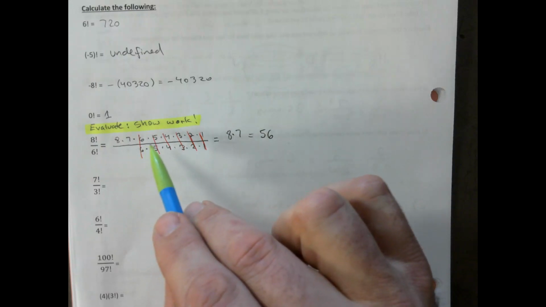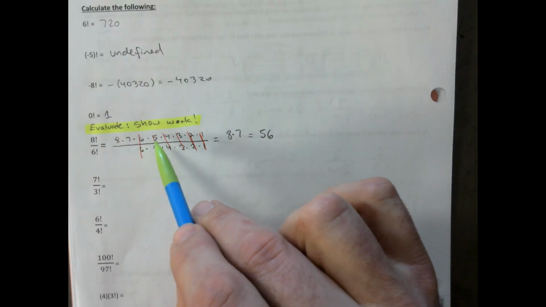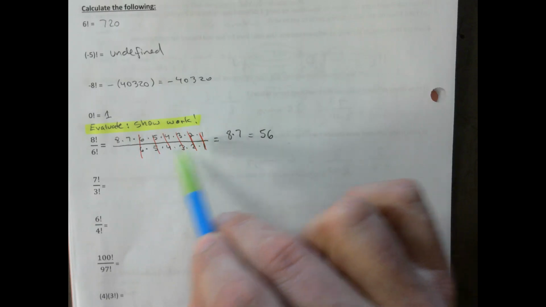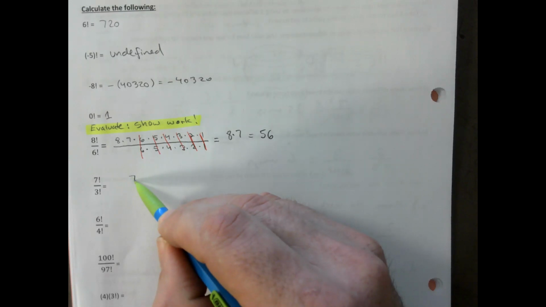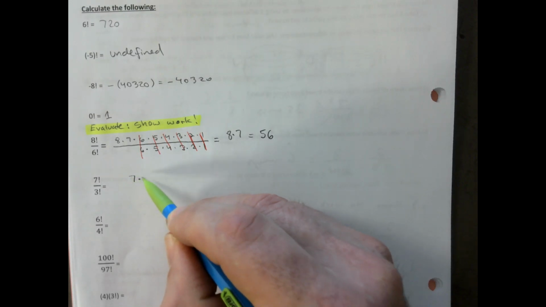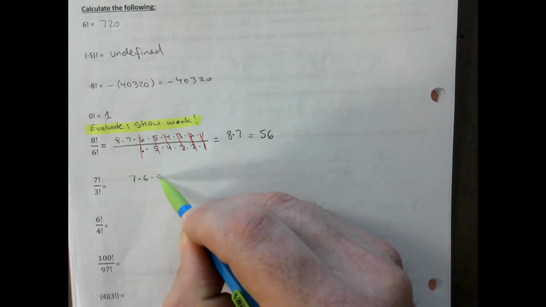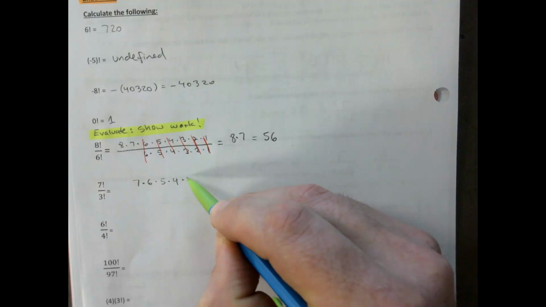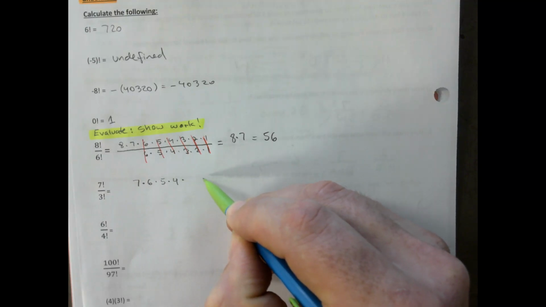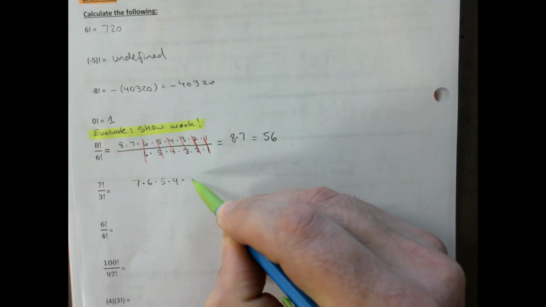This is the only time I want you to ever actually write out the whole thing. It's too much work. So watch what I'm going to do here. 7 factorial is 7 times 6 times 5 times 4 times 3, 2, 1, correct? Right? At the end here.